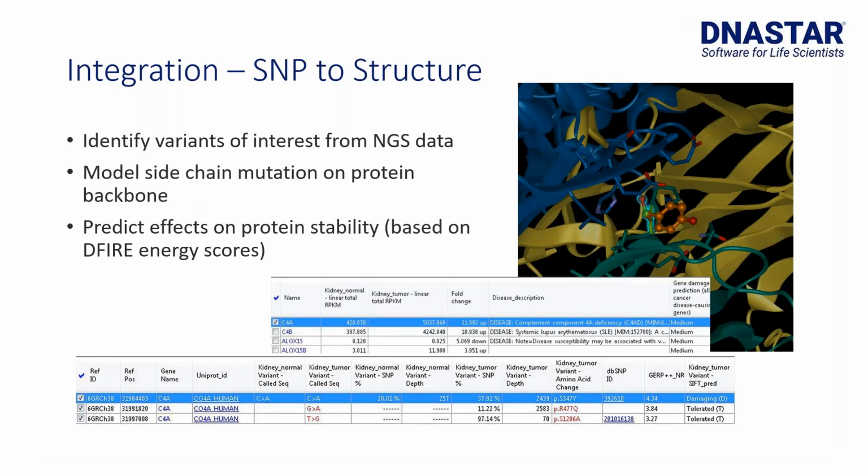If you're familiar with our genomics or molecular biology tools, there is some integration between our protein tools and those. So for example, if you're doing NGS analysis and you have variant data, our SNP to structure workflow actually allows you to model those variants on the protein structure. So you can do a lot of filtering in Lasergene Genomics to find variants of interest, whether they're disease causing or predicted to be damaging. And then also take that information and model it onto the protein to see, could it also be destabilizing to the protein structure itself.